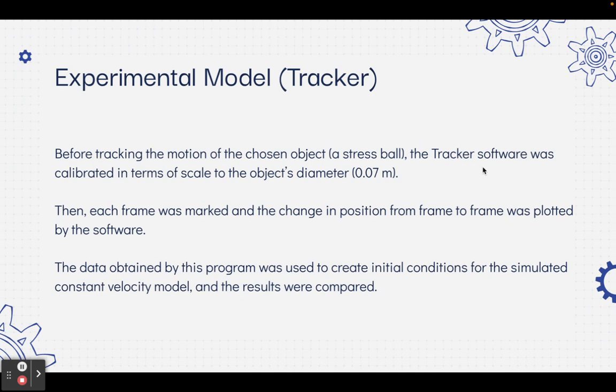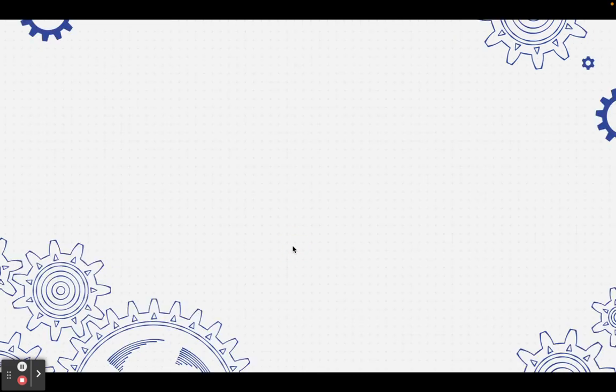Before tracking the motion of the chosen object using the tracker software, we calibrated the tracker software in terms of scale to the object's diameter. Then each frame is marked, and the change in position from frame to frame is plotted by the software. The data obtained by this model creates the initial conditions for the simulated constant velocity model later.